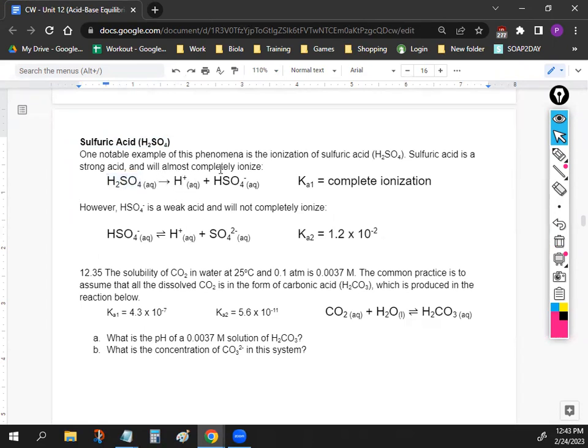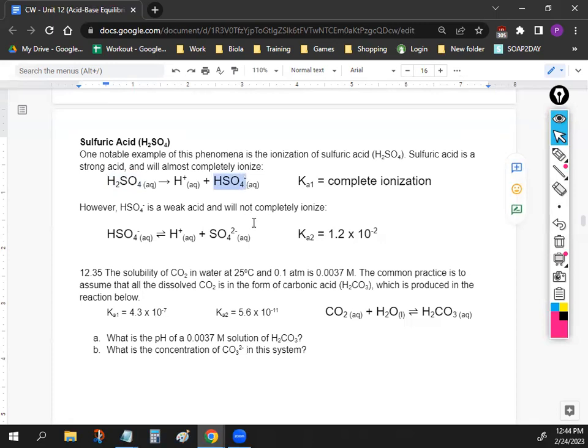So it's going to break down almost completely into H plus and the conjugate base. Okay, now this conjugate base right here is a weak acid, and so this one will not completely ionize. So it's going to have its own Ka value, okay? So just keep that in mind because they like to use this to trick you, like, hey, this is a strong acid, and then they set up the problem so that you solve it thinking this is a strong acid as well. So just keep that in mind, okay?